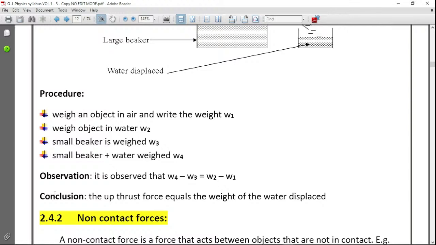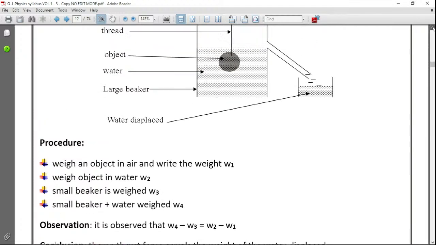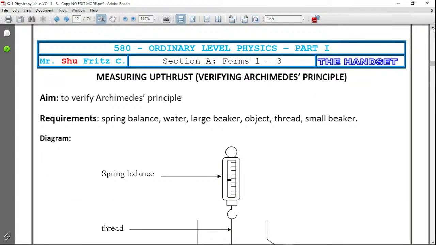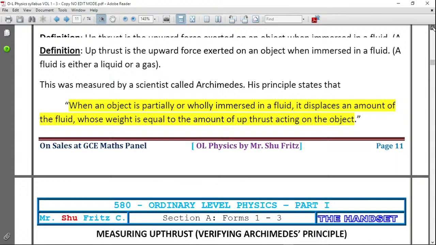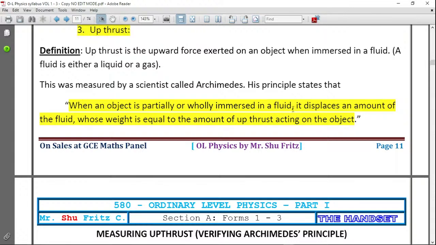So what is the conclusion? The upthrust force is equal to the weight of the water displaced. And this brings us back to the definition of the song that we just sang. What does Archimedes' principle state? It states that when an object is partially or wholly immersed in a fluid, it displaces an amount of the fluid whose weight is equal to the amount of upthrust on the object. This is how we verify Archimedes' principle.